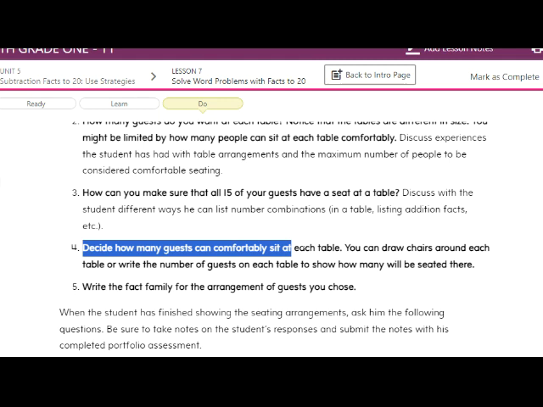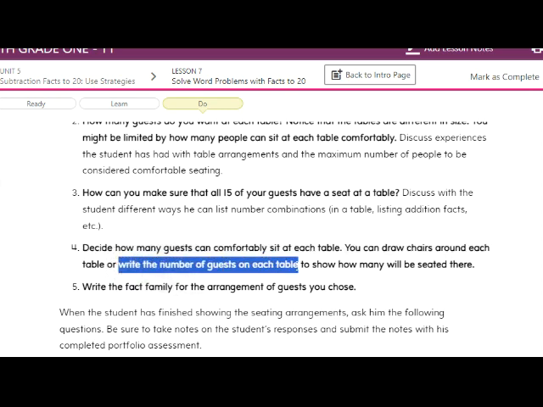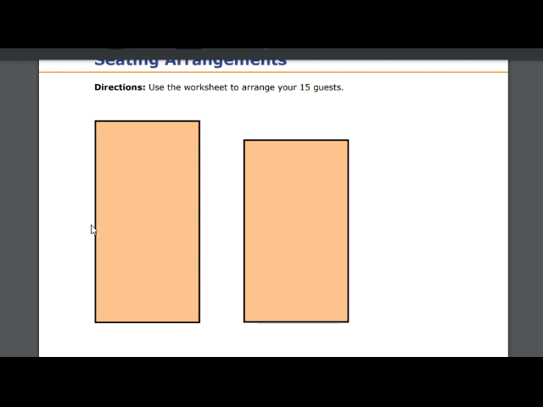Decide how many guests can comfortably sit at each table. You can draw chairs around each table or write the number of guests on each table to show how many will be seated there. So let's go back to our worksheet. I think I'm going to draw chairs, but first I need to think of a number that is less than or smaller than 15 to start with. 10 is smaller than 15. 9 is smaller than 15. 8 is smaller than 15 too.